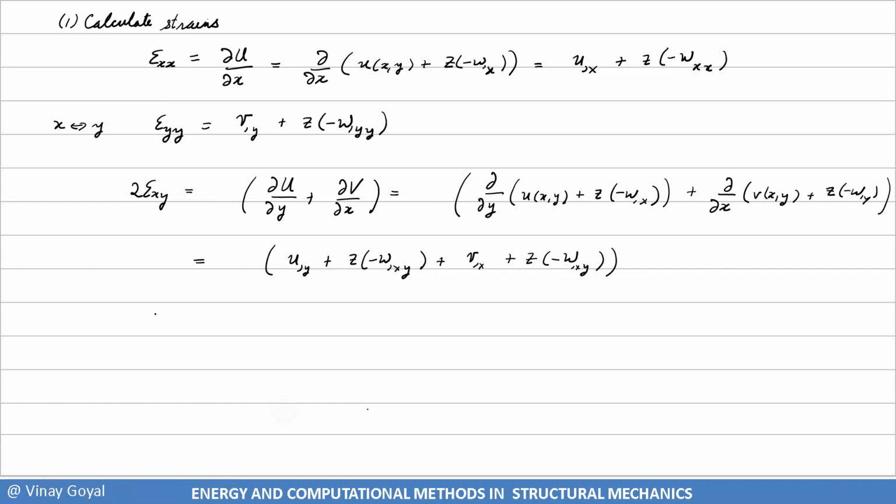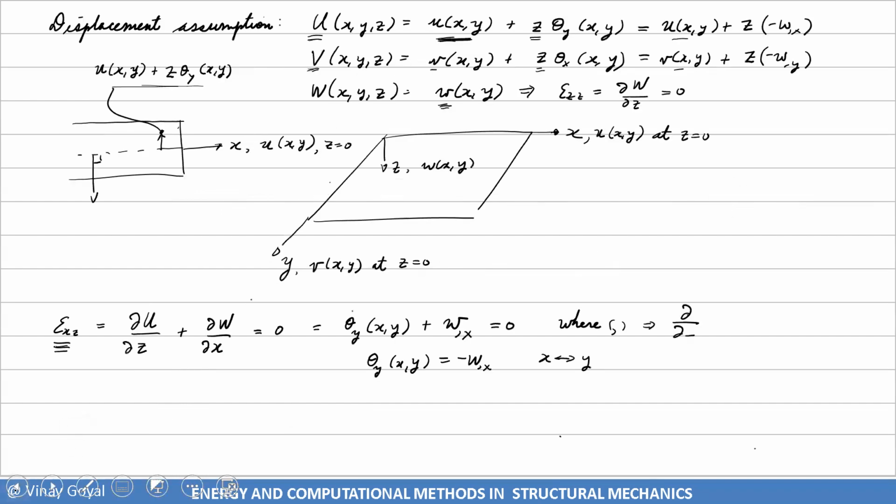And then we already know that epsilon z is zero. We know epsilon xz is zero. We know epsilon yz is zero. So in this theory, you can see how the strains only depend on u, w, and v. That's it. That's all we got. And then here you can see how we have the deflection assumptions that we have. Okay.